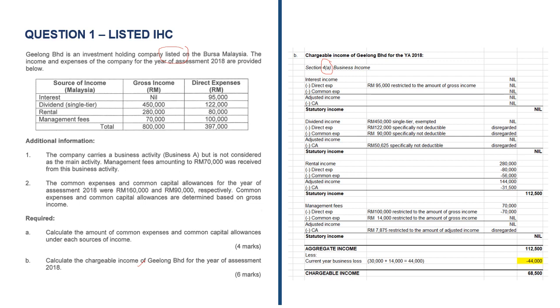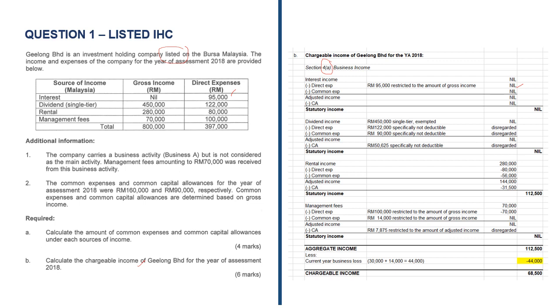This year interest income is 0, nil, minus direct expenses. Direct expenses yang berkaitan dengan interest here kita ada 95,000. However, kita boleh tak tolak 95,000 tu? Boleh. Sebab dia direct expenses. Tapi since this year, we do not have any interest income, 0. So, berapa direct expenses yang boleh tolak? Jawapan dia pun nil juga, 0. Tak boleh tolak sebab ke atas ni tak ada income. Minus common expenses.